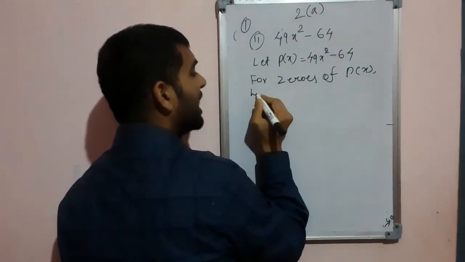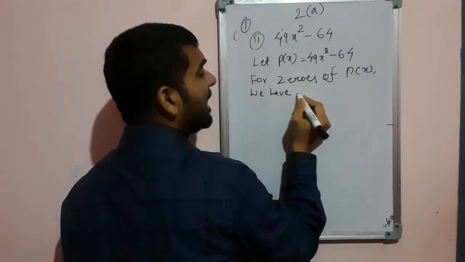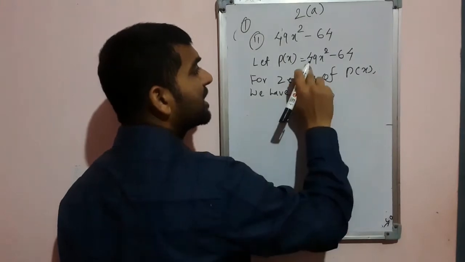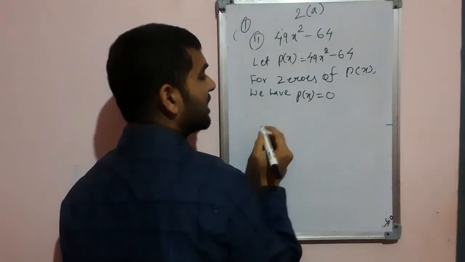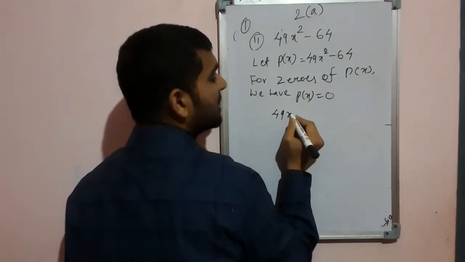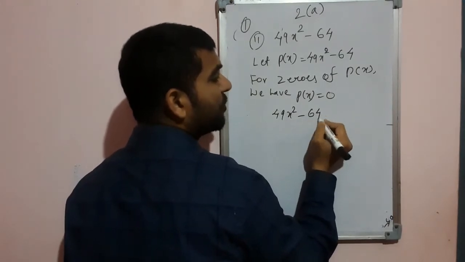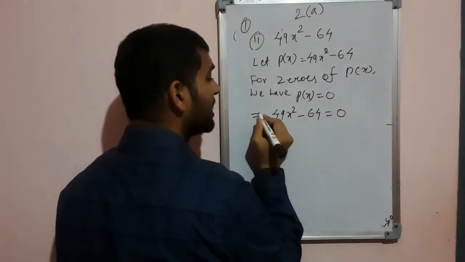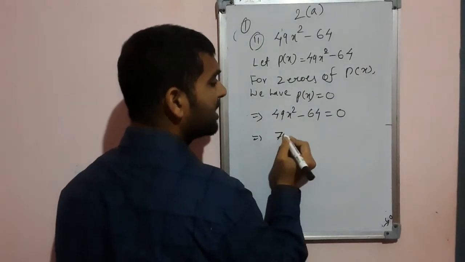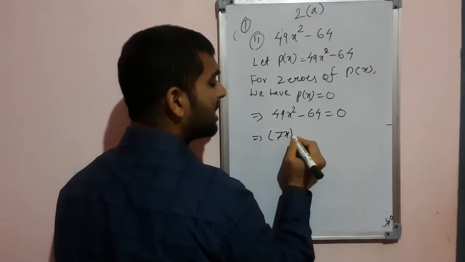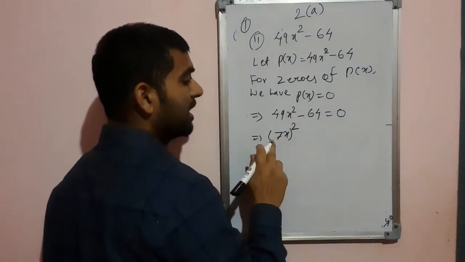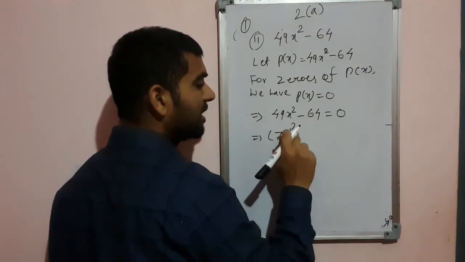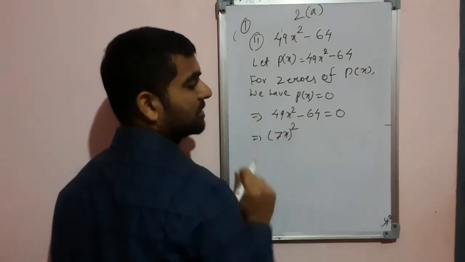p(x) equal to 0. Yes or no? At place of p(x), what you can write? This is the value of p(x) we have already taken. So 49 x square minus 64 equal to 0. Now simplify this one. How much we are getting? 49 we can write as 7 x whole thing square. 7 x whole square means what? 7 into 7, 49. x here, if you multiply, you will get x square.